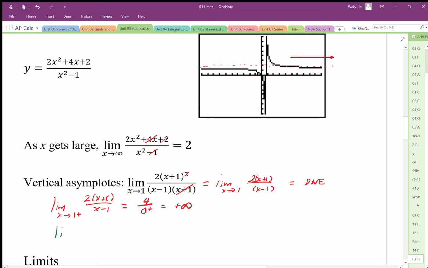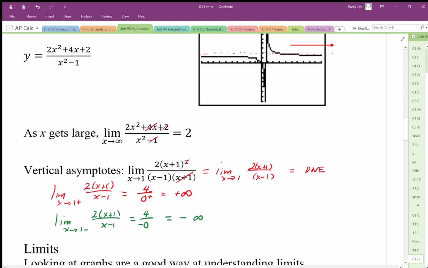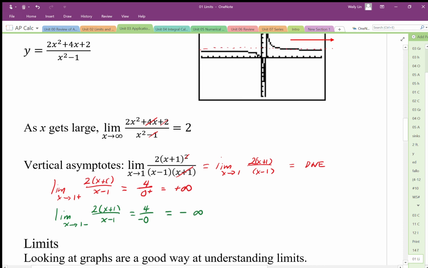From the other side, the limit as x goes to 1 from the negative side of that same function. As we go to 1, we're going to go to 0, but from the negative side it's going to be the negative side of 0, which means we're going to end up at negative infinity. So as a two-sided limit, it doesn't exist, but as one-sided limits, it's going up to infinity from one side and down to infinity from the other side.